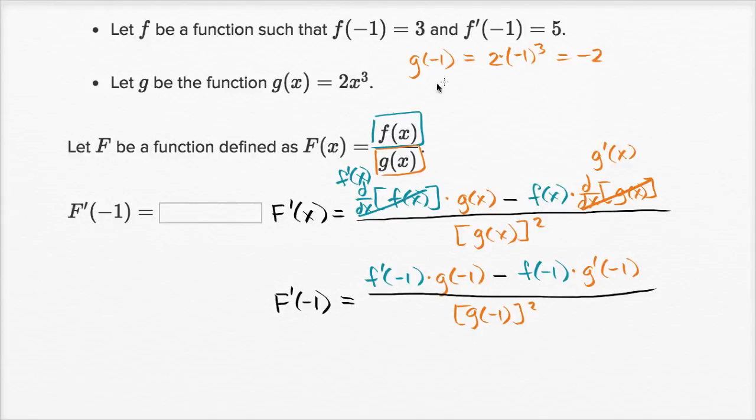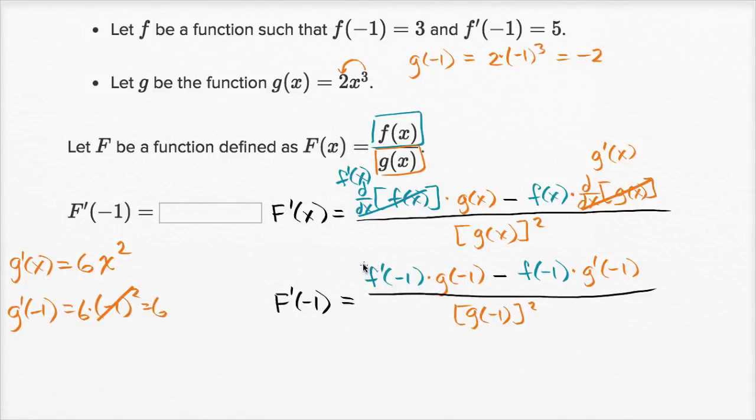And g prime of x, I'll do it here. g prime of x, use the power rule. Bring that 3 out front. 3 times 2 is 6, x, decrement that exponent. 3 minus 1 is 2. And so g prime of negative 1 is equal to 6 times negative 1 squared. Well, negative 1 squared is just 1, so this is going to be equal to 6. So we actually know what all of these values are now.